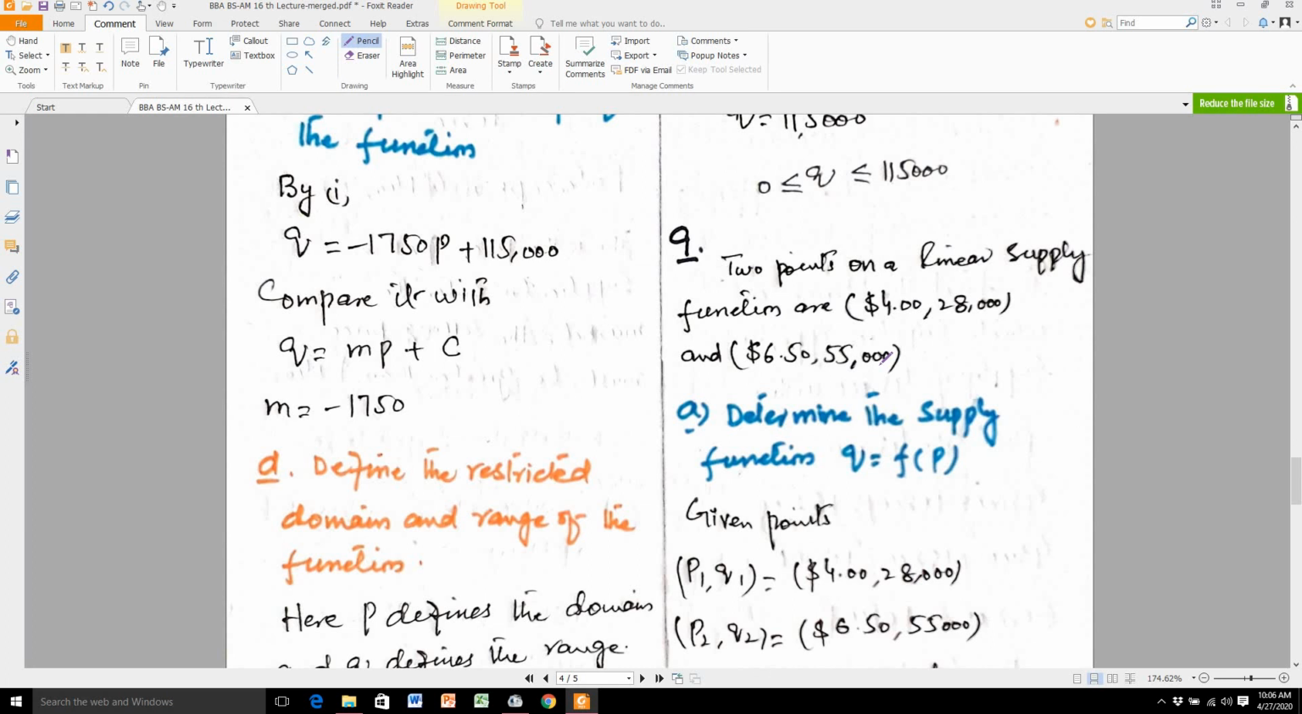So by judging this information, we see it is a supply function, because the supplier is interested at the high price. The supplier is interested to produce more and more units at a higher price. So you get information from these given points that the function is the supply function. So we move towards part A.